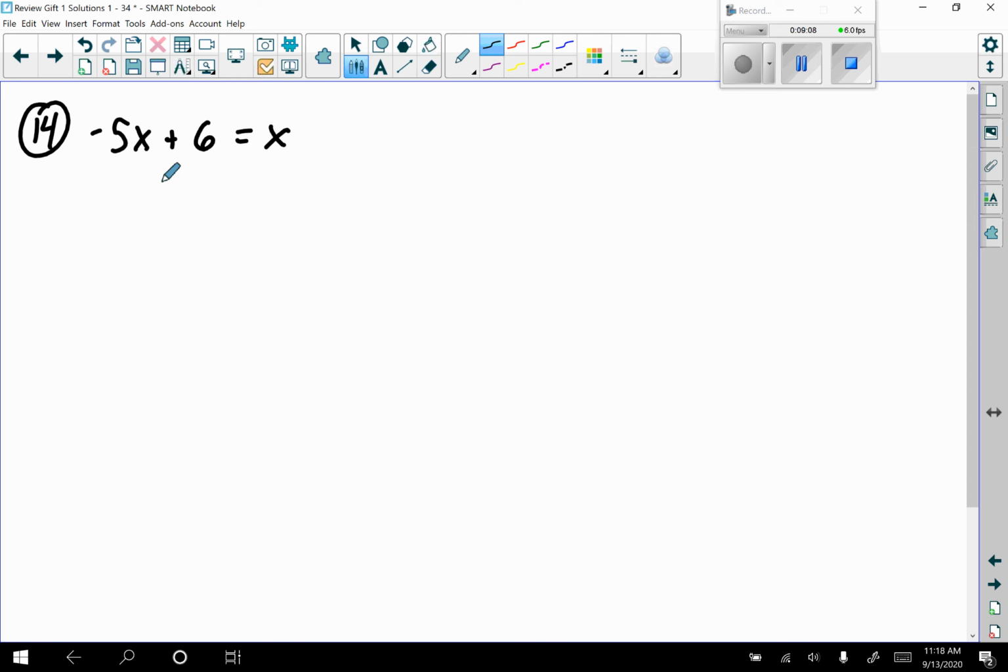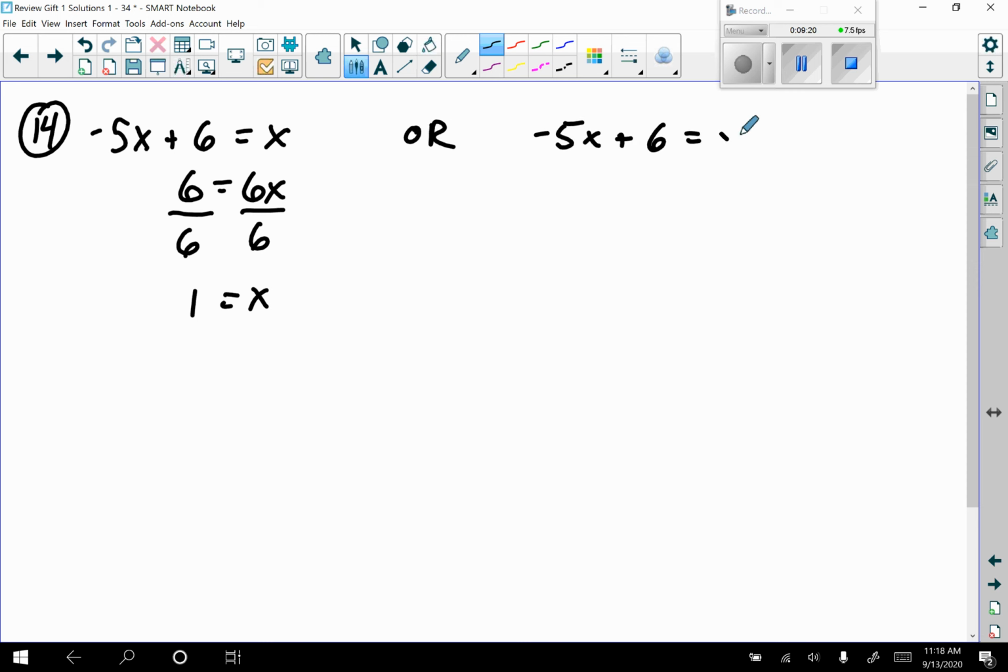I could start, the easiest way is to start by adding a 5x to both sides. So this will give me 6 equals 6x, divide by 6, so x equals 1. Or if you thought to maybe subtract an x from both sides, so subtracting an x here and then subtracting an x here, this will actually give me a negative 6x plus 6.